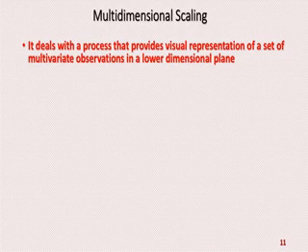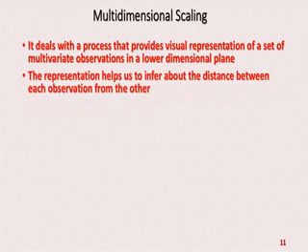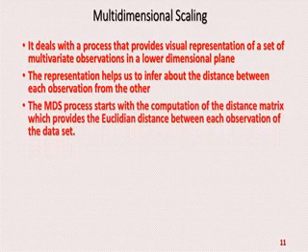So what we do is, we have a lot of observations and a lot of variables. All these observations we want to plot in a graph, but that graph will be a lower dimensional graph, specifically a two-dimensional graph. The number of variables may be p, that means maybe 5, 7, 8 or 10. If it is 10 variables, then it is 10-dimensional data. Each observation has 10-dimensional data, and that is to be projected into a two-dimensional plane. The representation helps us to infer the distance between each observation and the others. This is called the multidimensional scaling process.